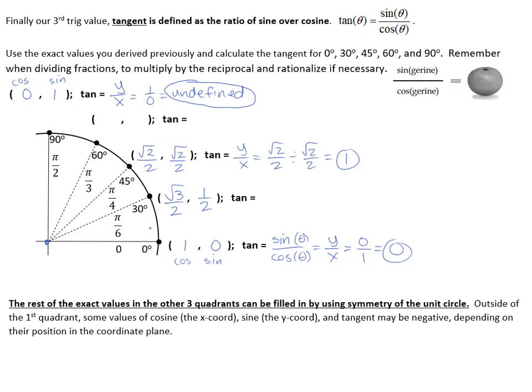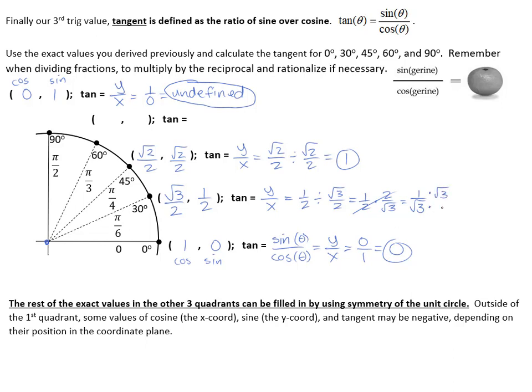This was root 3 over 2. So if tangent is y divided by x, we're going to take our y and divide it by x. We're just going to write this horizontally since we have fractions. And remember, when you're dividing by a fraction, we multiply by the reciprocal. So these 2's will cross-reduce, or cross-cancel. We get 1 over the square root of 3.